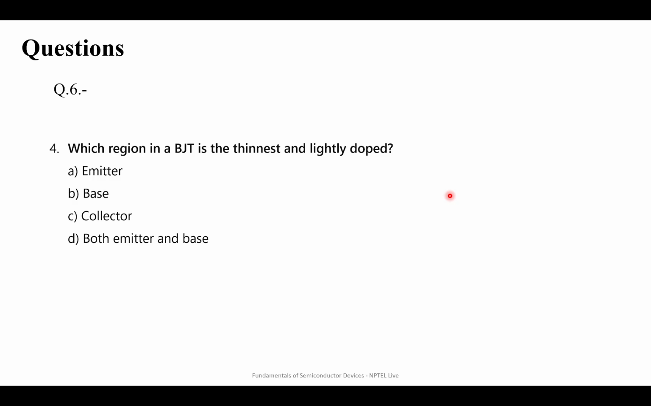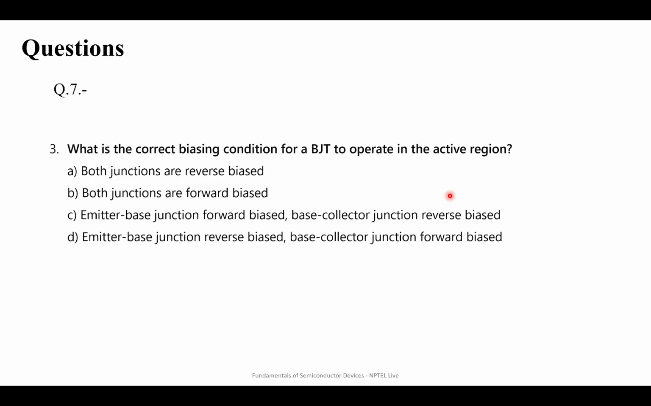Which region in a BJT is the thinnest and lightly doped? A. Emitter, B. base, C. collector, D. both emitter and base. B, sir. That is correct. The answer would be base. So you want the base to be the thinnest and lightly doped so that there is less amount of recombination.